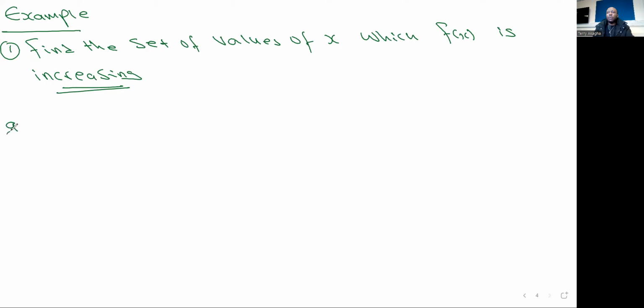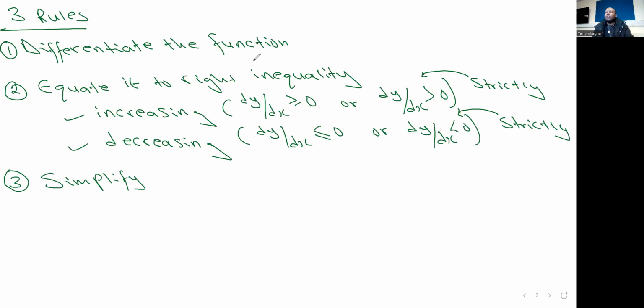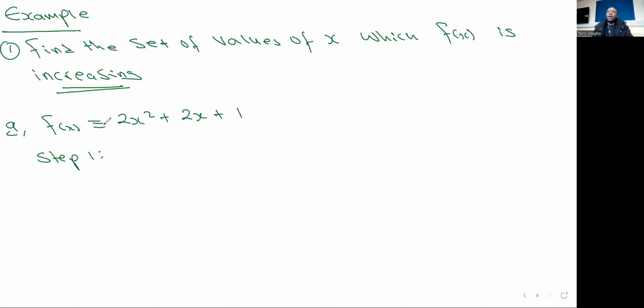So let's start with the first one, a. We have f of x is 2x squared plus 2x plus 1. We're told to find the set of values for which f of x is increasing. So let's go. Step 1. If you go back, we're told to differentiate the function. This is a very good part for you to go back and review the mechanisms of differentiation. I've talked about several mechanisms, and I showed you how to differentiate.